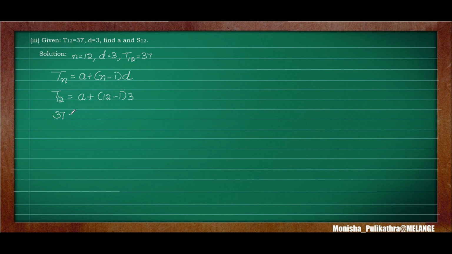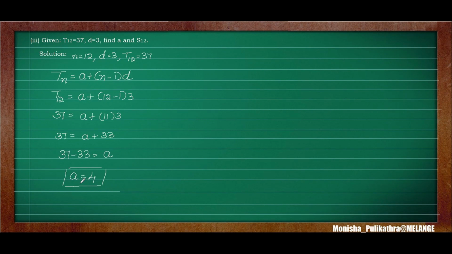So substitute it. 37 is equal to a plus 12 minus 1 is 11 into 3. So 37 is equal to a plus 11 3s are 33. Next shift 33 to left hand side. So it will become minus 33 is equal to a. So a is equal to 37 minus 33 is 4. So the first term is 4.